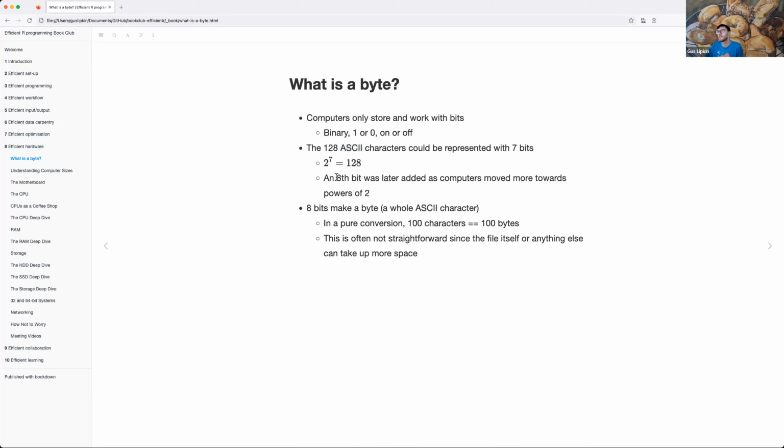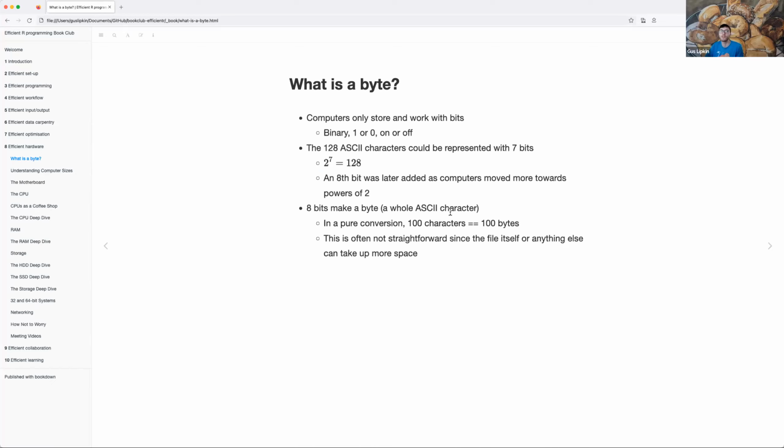But then later on, thank you, John, the American Standard Code for Information Interchange. And later on, an 8th bit was added as computers moved more towards using powers of 2 for everything, because 8 is 2 to the 3. So then we have 8 bits to make a byte, which is a whole ASCII character.